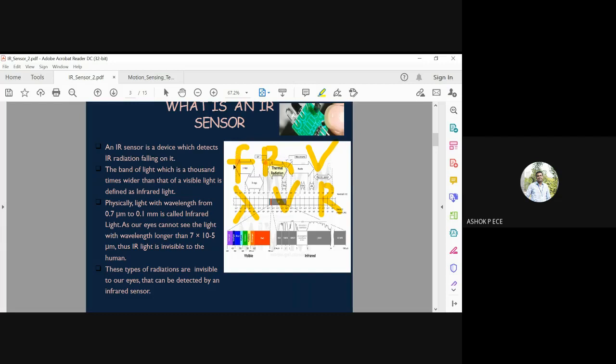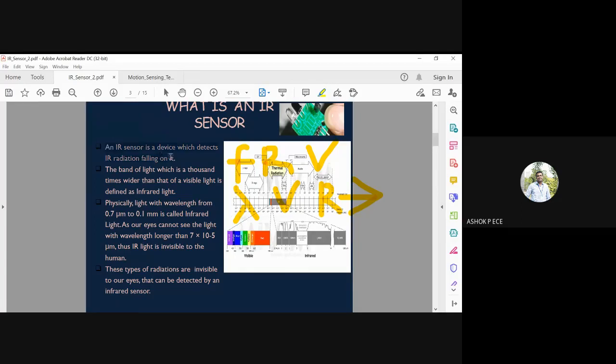I'm talking in the frequency domain. The same thing, if you see it in the wavelength domain, will be reversed. First violet will come, and then red will come. So wavelength wise, infrared has a higher wavelength compared to red. They have a larger wavelength compared to red. In terms of frequency, infrared signals have lesser frequency compared to red.